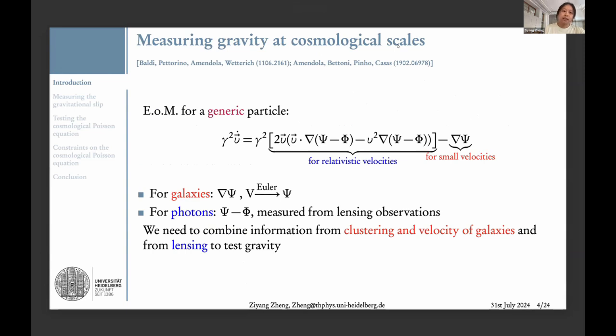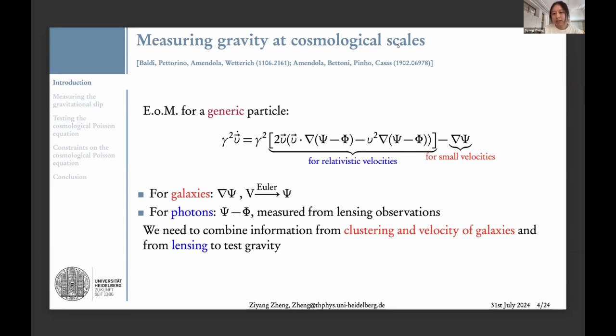For instance, if we take a look at the equation of motion for a generic particle, we will find that the dominant term actually depends on the velocity of the object. For small velocity objects like galaxies, this last term dominates over this psi term, and we can relate psi to the peculiar velocity field of galaxies through this Euler equation, which tells us how the geometry of the universe changes with the flow of particles.